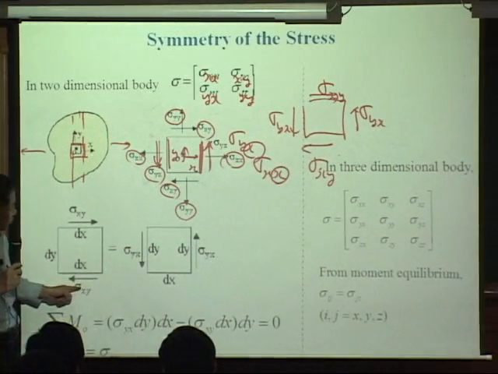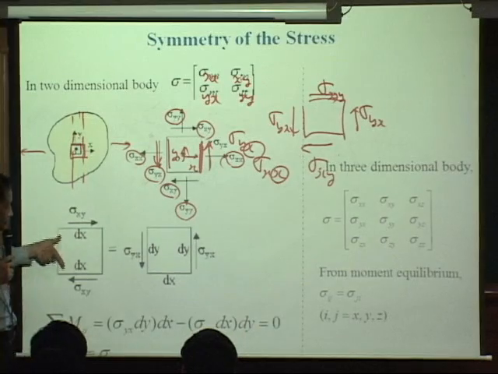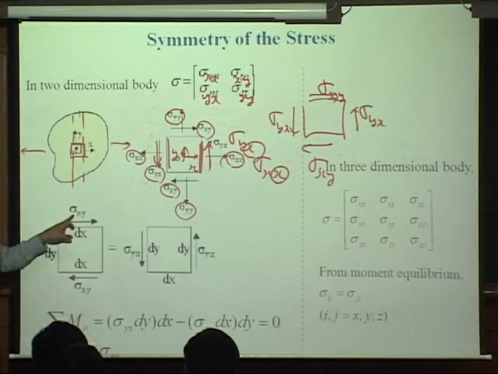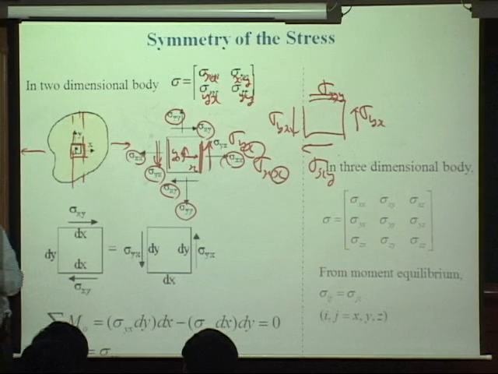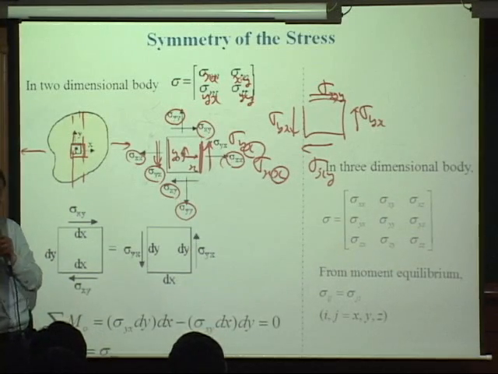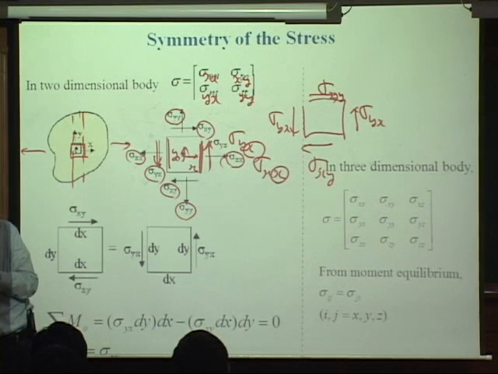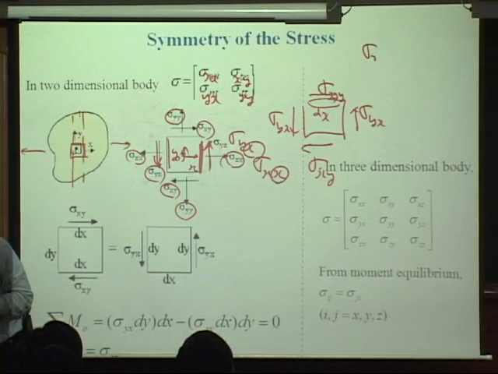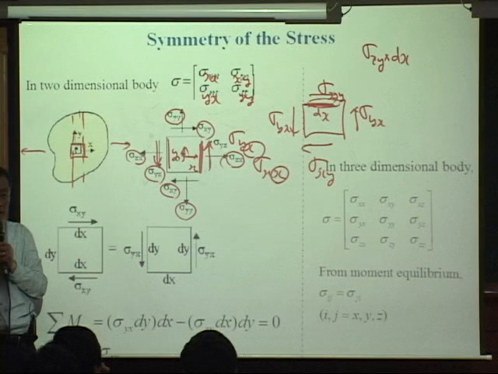Sigma xy, this is the small length dx and dy. And this one is causing a moment. To calculate the moment, sigma xy is the stress, and we need to get the force. What do we need to do? We need to multiply by this length. So sigma xy times dx dy, and dx, this distance, will give us the force.